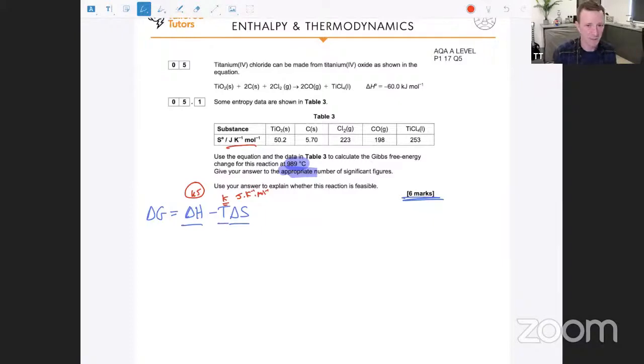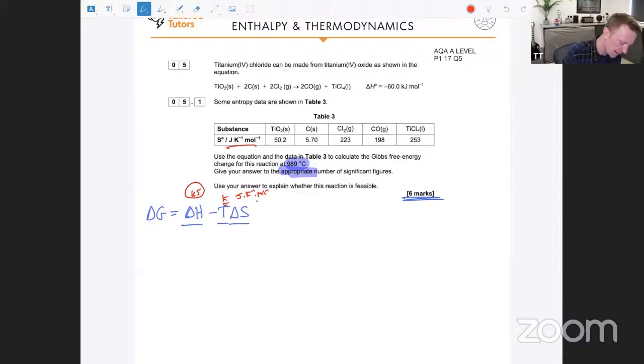Unless they ask you specifically, it doesn't matter whether you divide this by 1,000 to make it in line with the delta H, or you multiply this by 1,000 to make it in line with the delta S. Either way, you're going to get basically the same answer. It's going to be positive or negative. It doesn't matter which way you do it.